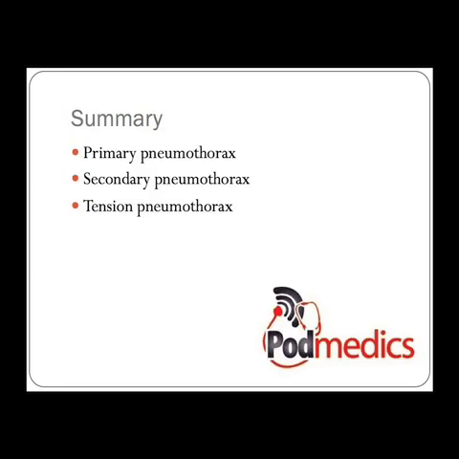This concludes our podcast on pneumothorax. So to summarize, there are 3 major types of pneumothorax: a primary pneumothorax, a secondary pneumothorax, and a tension pneumothorax. And we've outlined the basic management plans for all of them. And the most important thing to remember is the tension pneumothorax is a medical emergency and therefore must be treated appropriately. Thank you.